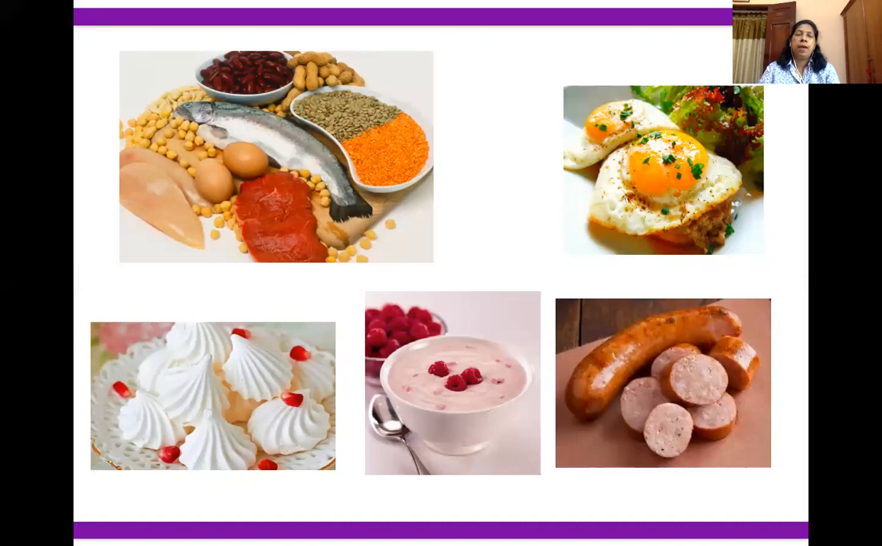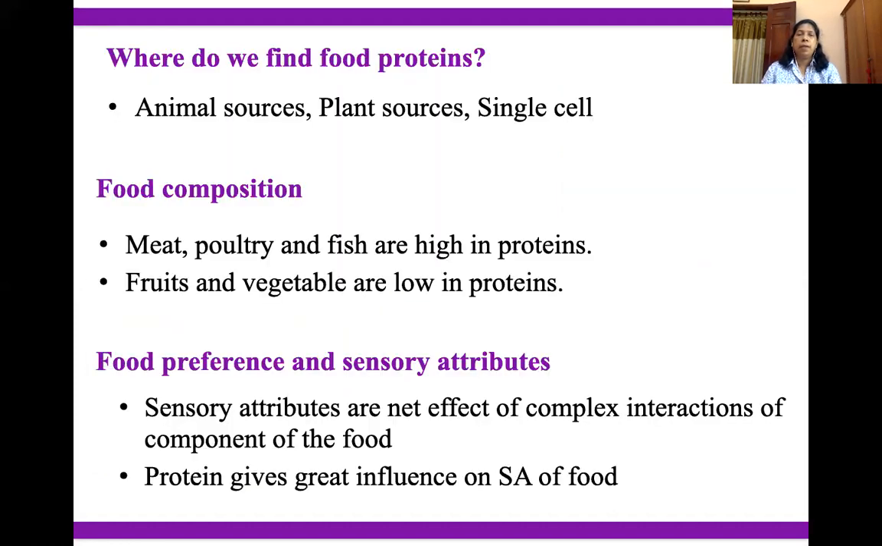Now, in the case of dal, wheat flour, meat, fish, everything, this is what happens. Right. Then let's think from the beginning: where do we find food proteins? There are some animal sources from which we can get food protein, for example meat and egg. These are animal sources: different types of animals, fish, animal milk, or eggs. These are the proteins that come from animal sources.